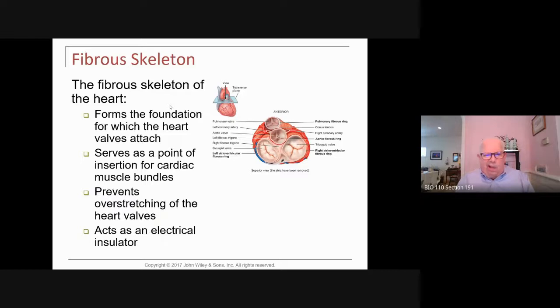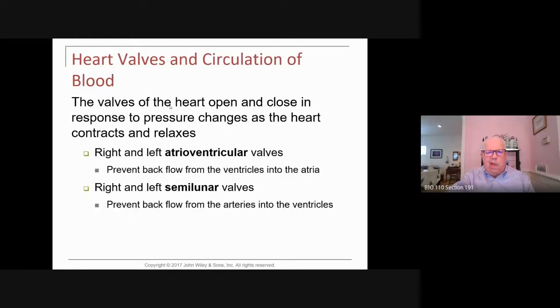I'm not going to ask you any questions on fibrous skeleton. This is just beating a dead horse. Okay? But you need to know the valves of the heart.